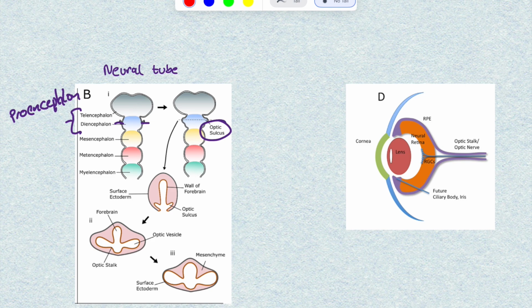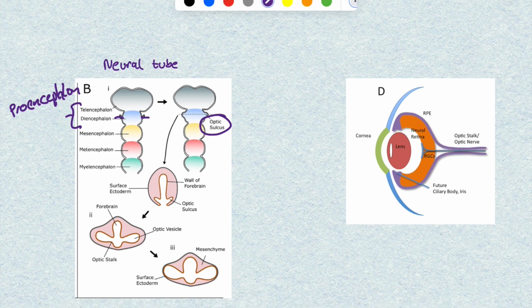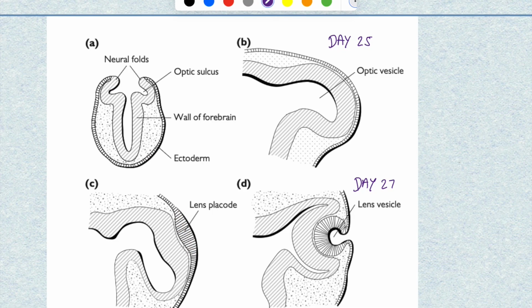As you can imagine, we need something to form the optic nerve, so we need some protrusions going to something to then form the eye, okay? And this is what happens. The optic sulci protrude, they form an optic stalk, these continue to create an optic vesicle at the very edge, okay? Now let's look at that diagram in a bit more detail. So we've got our optic sulci.